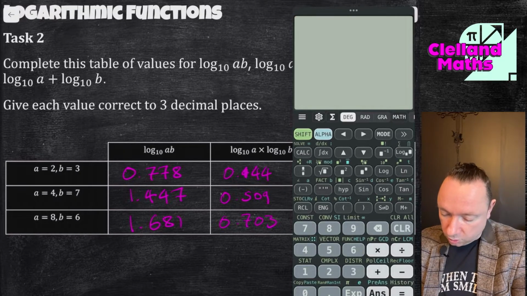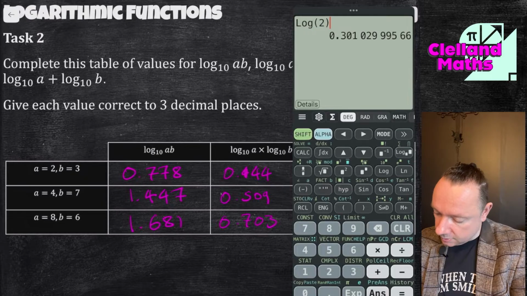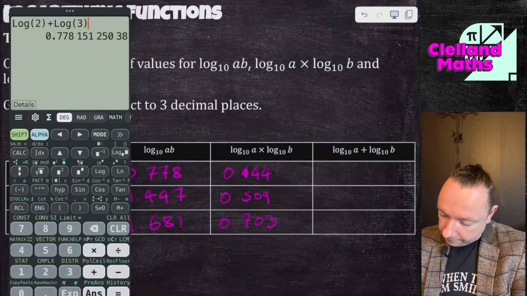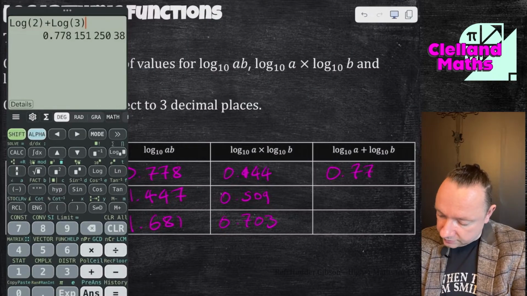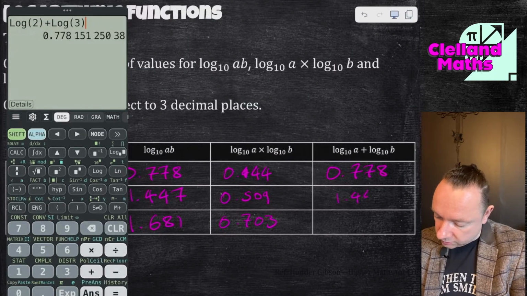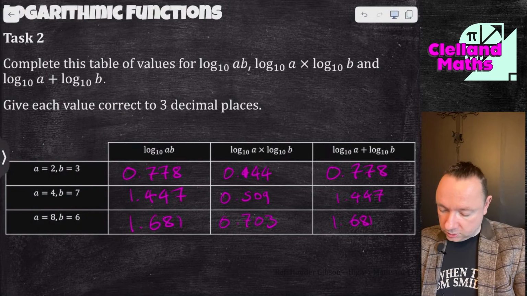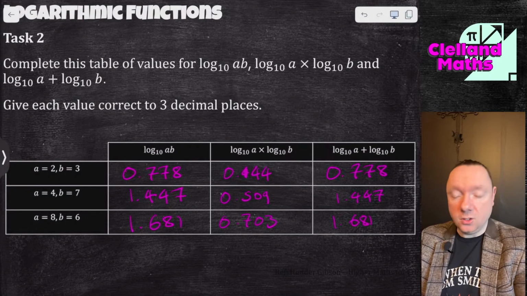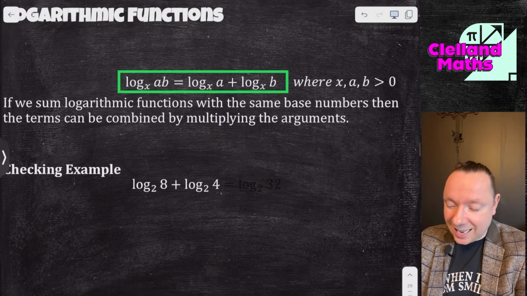So I've got to go log 2 plus log 3. Look, it's exactly the same, 0.778. And if you do it for all of them, you'll get the same answers, 1.447, and you'll get 1.681. In other words, there's a rule for logs. Log AB equals log A plus log B. Same base, so it has to be the same base.